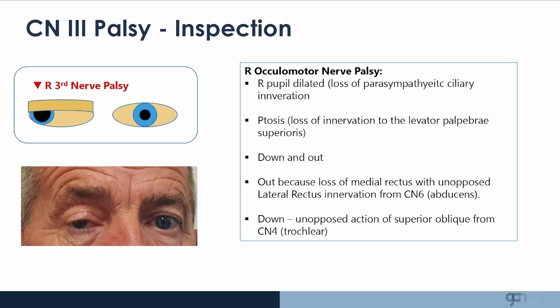Moreover, the pupil is described as being in a down and out position. Out because the loss of the medial rectus, with unopposed lateral rectus innervation from the 6th cranial nerve, results in the pupil being abducted. Down because the unopposed action of the superior oblique muscle from cranial nerve 4, the trochlear nerve, results in the pupil being in this position.